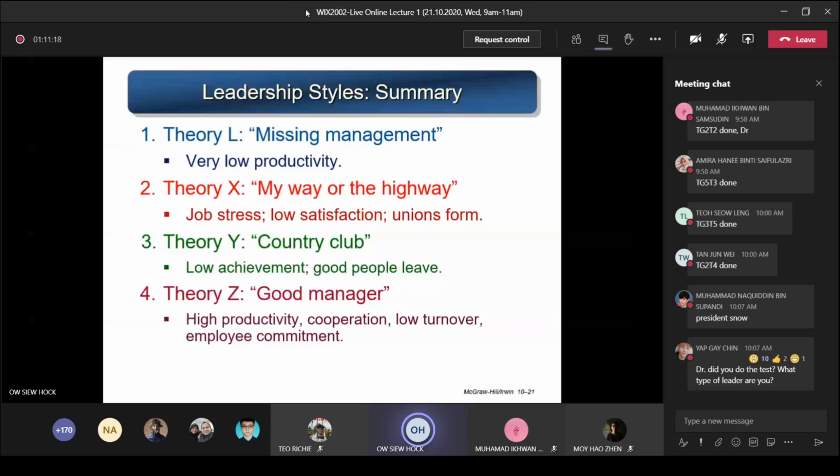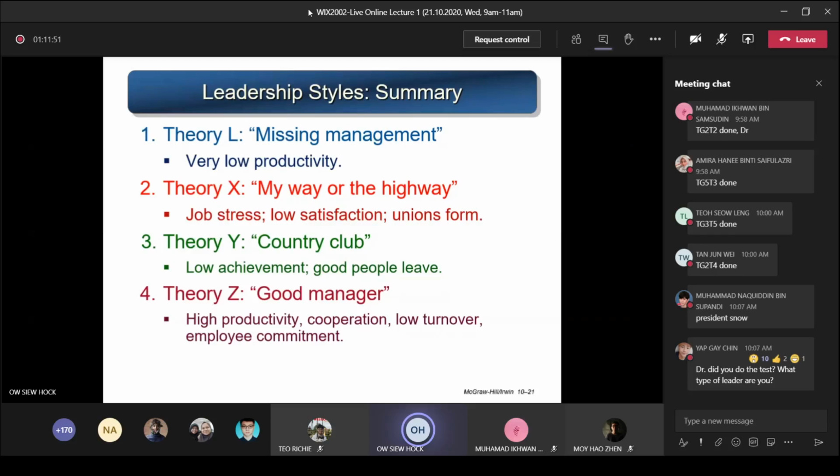Okay, so now as a summary, you can see the different types of leadership styles. Theory L is laissez-faire management, very low productivity. Theory X is called my way or the highway. This one will have job stress, low satisfaction, and unions will form. That means you want to get things done only, so you ignore the staff. Theory Y, country club. So low achievement but good people. The good people will leave.